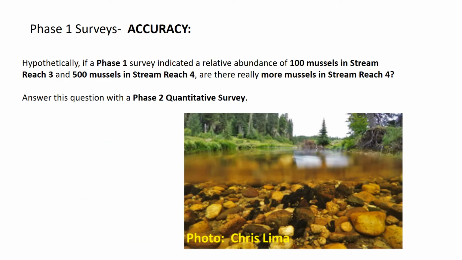Phase 1 survey accuracy. Hypothetically, if a phase 1 survey indicated a relative abundance of 100 mussels in stream reach 3 and 500 mussels in stream reach 4, are there really more mussels in stream reach 4? And we answered this question by using a phase 2 quantitative survey.